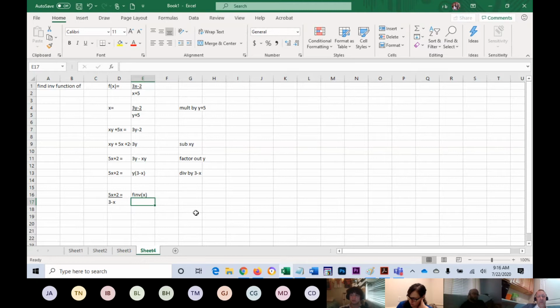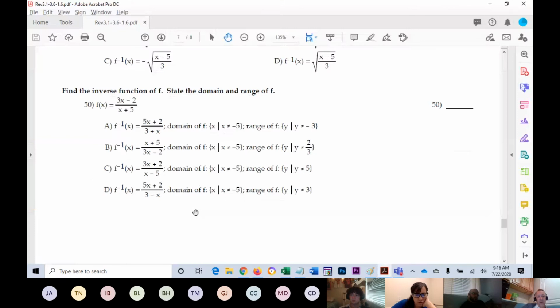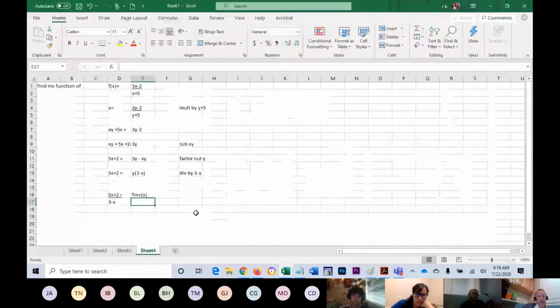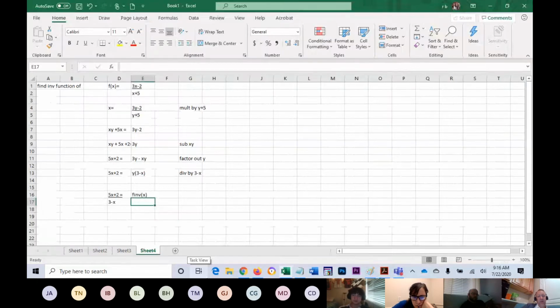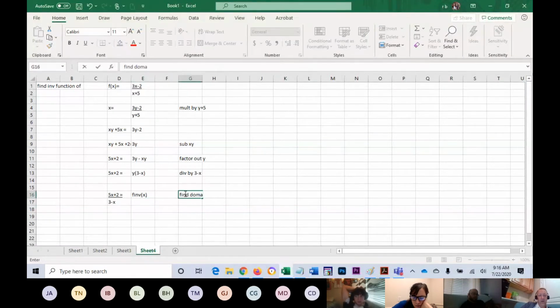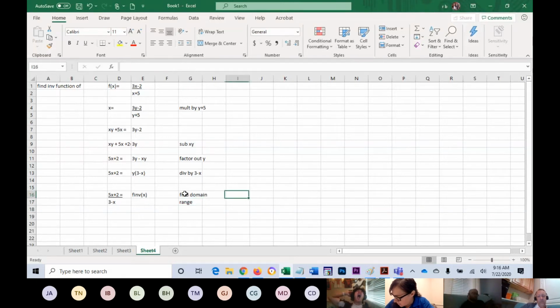Now, the other issue with this problem: 3 minus x. You're probably not going to get a multiple choice there, but the answer would be D. My question is, without looking at that, if this is not multiple choice, can you find the domain and the range of f inverse? Nicole, here we're gonna let Mason off the hook. Nicole, can you do that?